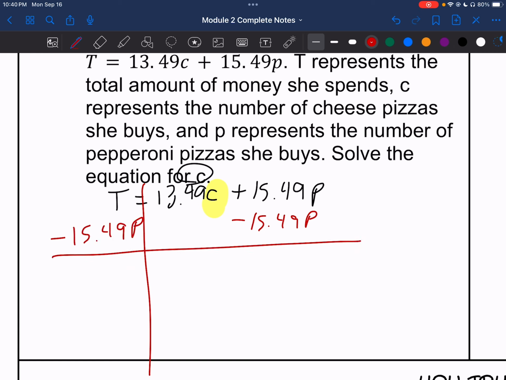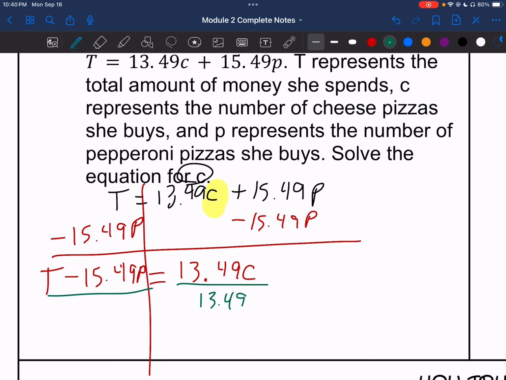So in actuality, what we're doing here is we're saying the total minus the amount that she spends on pepperoni pizzas is equal to the amount that she's spending on cheese pizzas. Now, my final step is going to be divide everything by 13.49. Divide by 13.49. And we're going to get T minus 15.49P over 13.49 is equal to C.